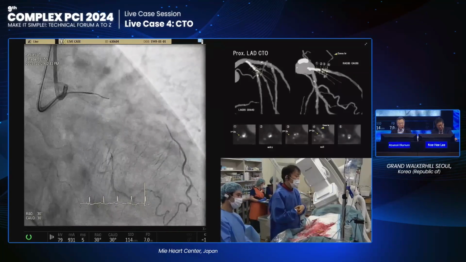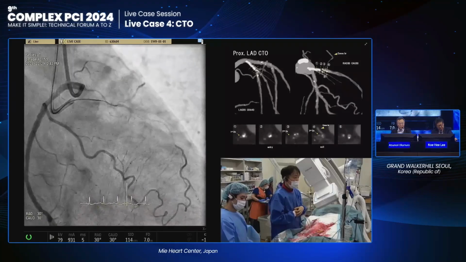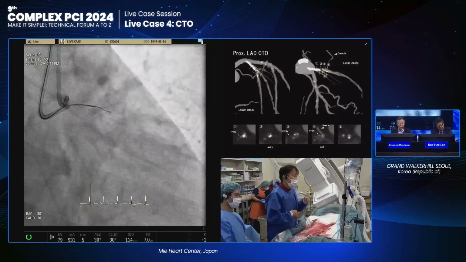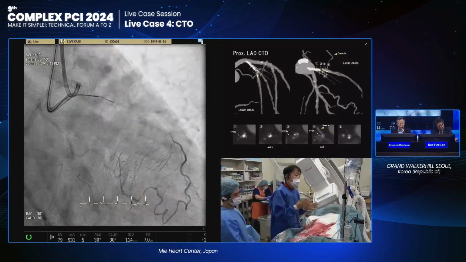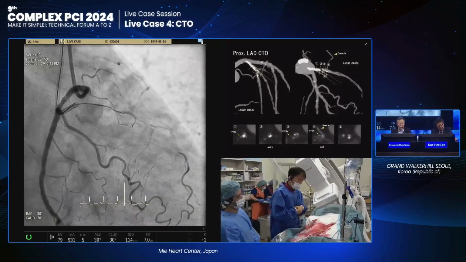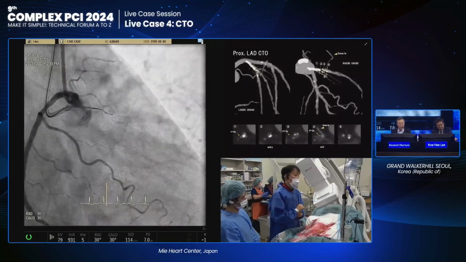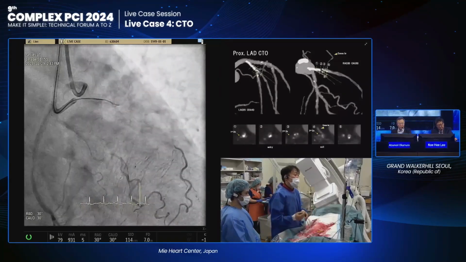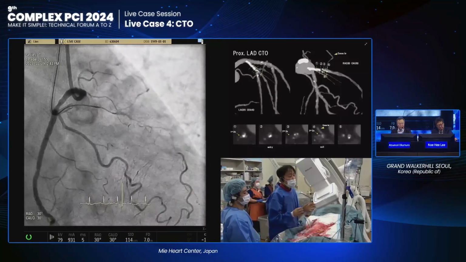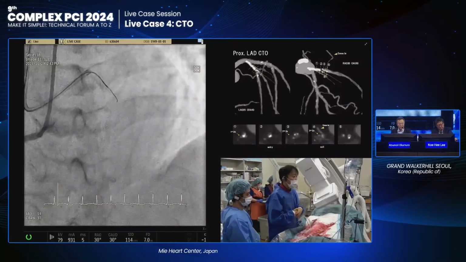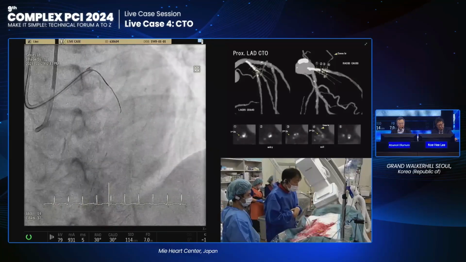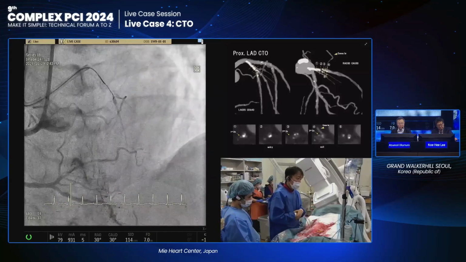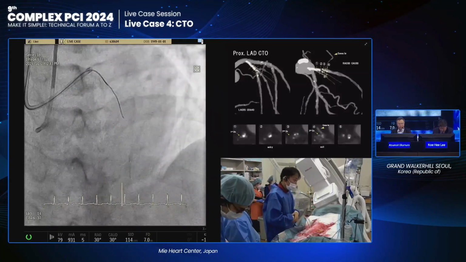The Gaia Next 1 very easily goes to the distal landing zone. So I want to check the RAO caudal. This is the RAO caudal view. And I selected the other, LAO cranial. This is a calculated perpendicular view with SPLX from Asahi, the calculation software to identify the perpendicular views from the Asahi Intecc. This view is okay. So I will check the other perpendicular view. This is LAO 14 and cranial 37. So you can see. I should select the LAD itself.